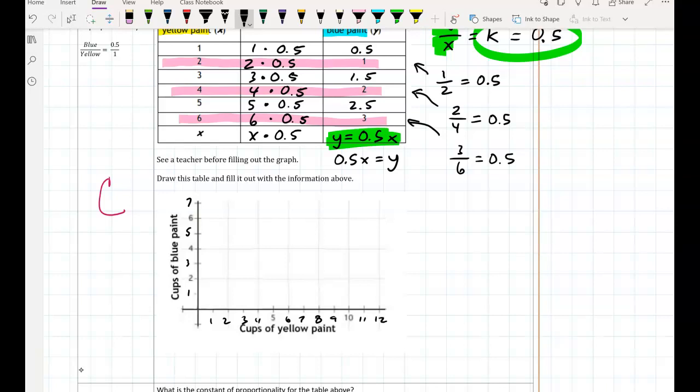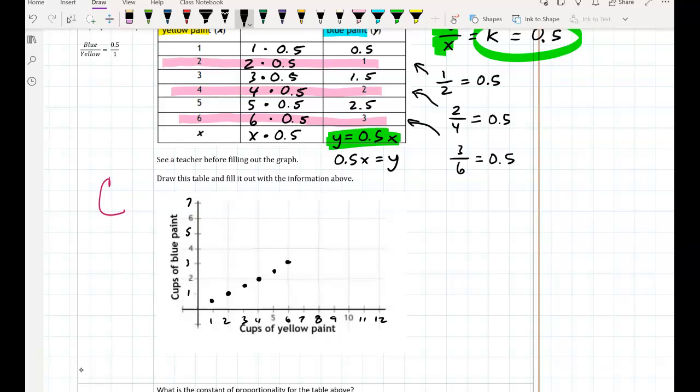Okay. Make sure you draw your graph and number it. When x is 1, y is 0.5. So I'm going to go halfway up to 1. There's my first point. When x is 2, y is 1. When x is 3, y is 1.5, halfway between 1 and 2. When x is 4, y is 2. When x is 5, y is 2.5.